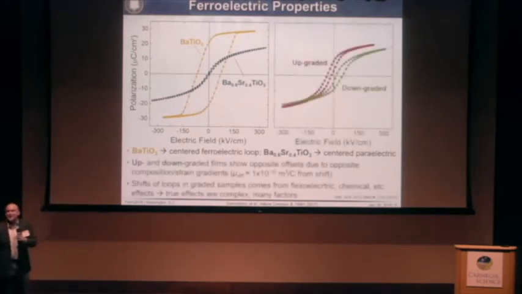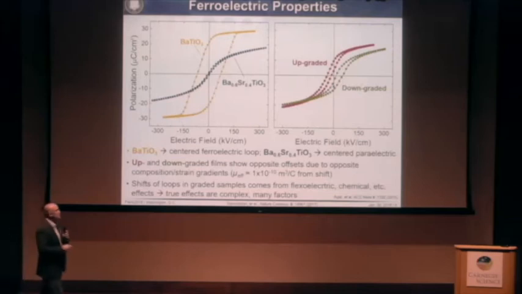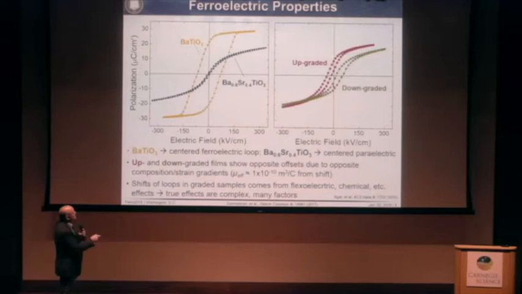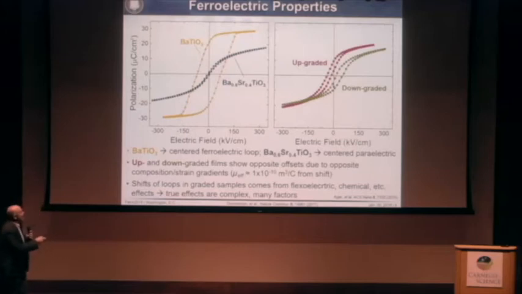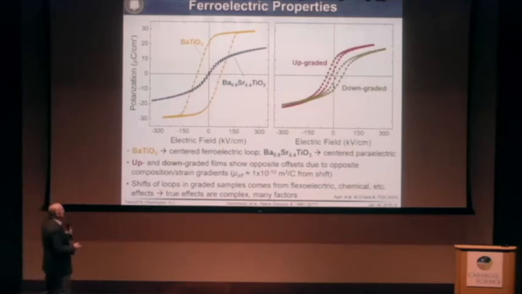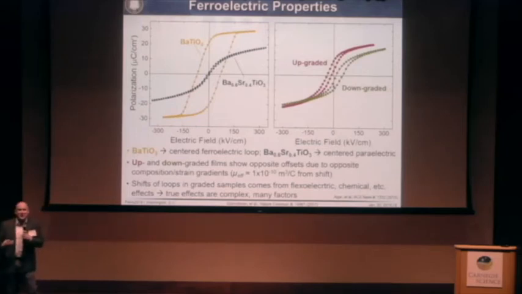If you now look at the graded versions of these materials, it kind of looks like you took these two things and produced some offspring of it, if you will. So we have something that's halfway in between. We have a spontaneous polarization, but we also see shifts along the voltage axis in these materials. And this is coming from the presence of this strain gradient in the material.